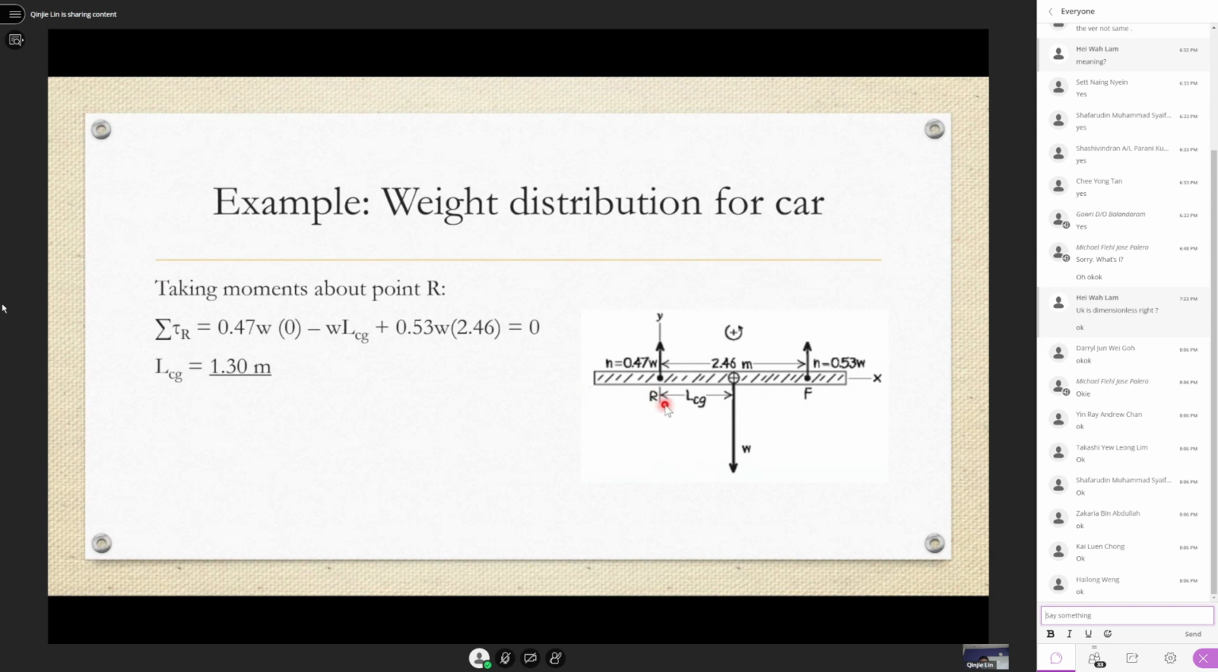Okay, so let's take a look. Taking moments means take summation of torque, it's the same thing, about point R. You look at what are the forces that will come into effect. This force 0.47 W cuts through exactly at this point, right? So it will disappear from this equation. But if you really want to write it out, it will be force times the perpendicular distance, which is 0, right? That's why it will cancel out.